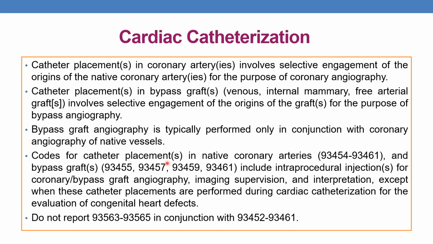And the codes for catheter placement in native coronary artery come under the series 93452 to 93461, and the bypass graft codes are 93452 to 93461. They include intra-procedural injections for coronary or bypass graft angiography, image supervision and interpretation, except when these catheter placements are performed during cardiac catheterizations for the evaluation of congenital heart defects. And do not report 93563 to 565 in conjunction with 93452 to 93461.